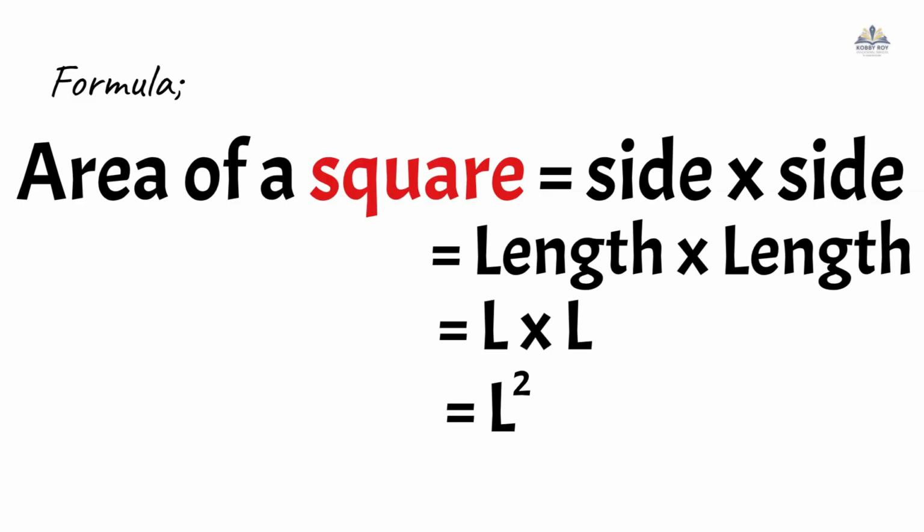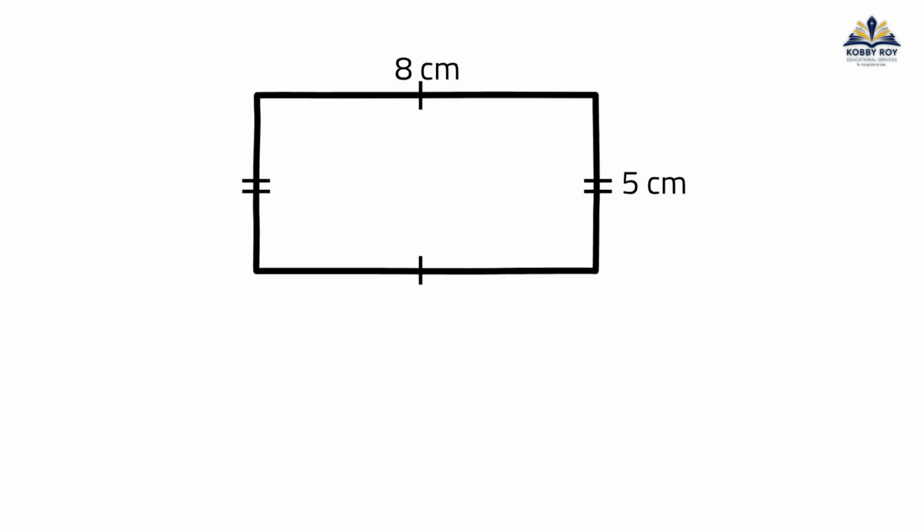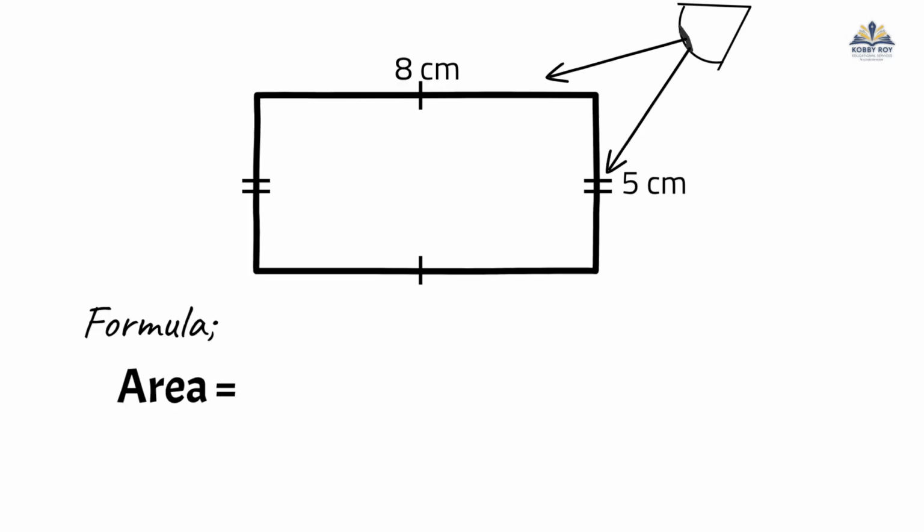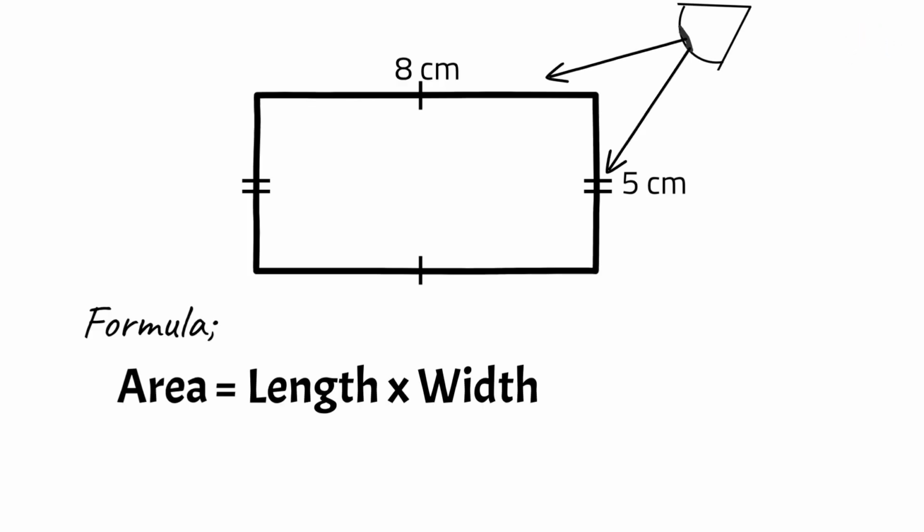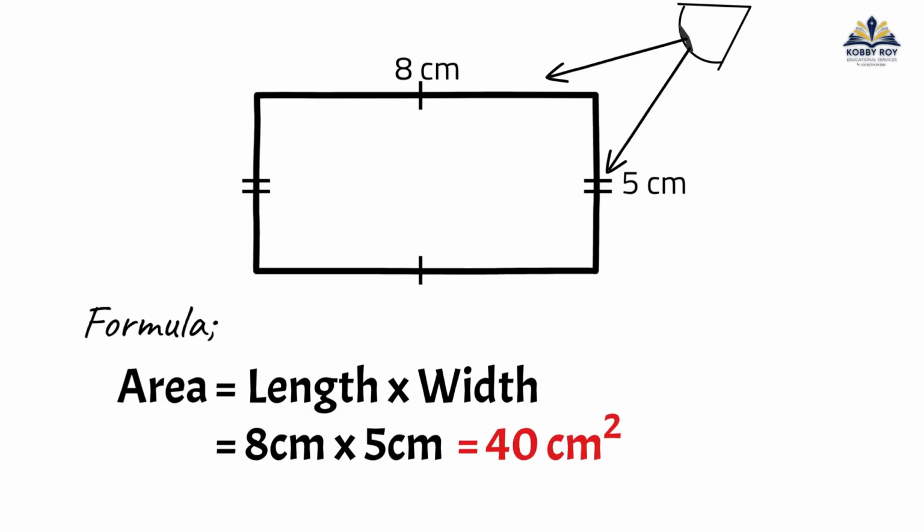The process for calculating the area of a rectangle is just as straightforward as that of the square. For our rectangle, as used earlier on, we multiply its two dimensions, that is, length by width, giving us 8 centimeters times 5 centimeters equals 40 square centimeters. Area of a rectangle, therefore, equals length times width.